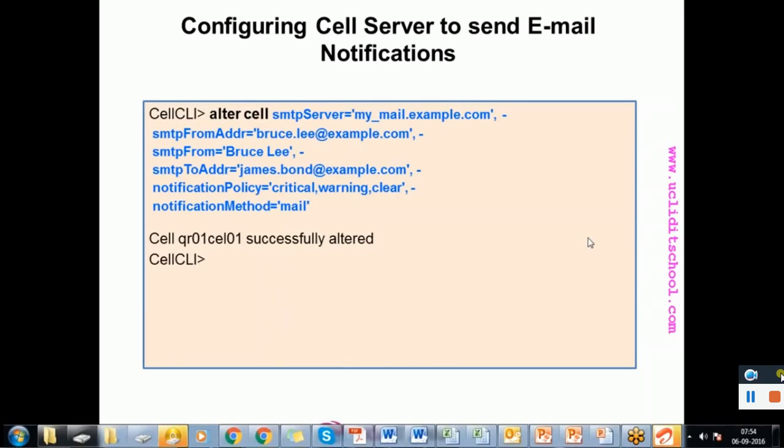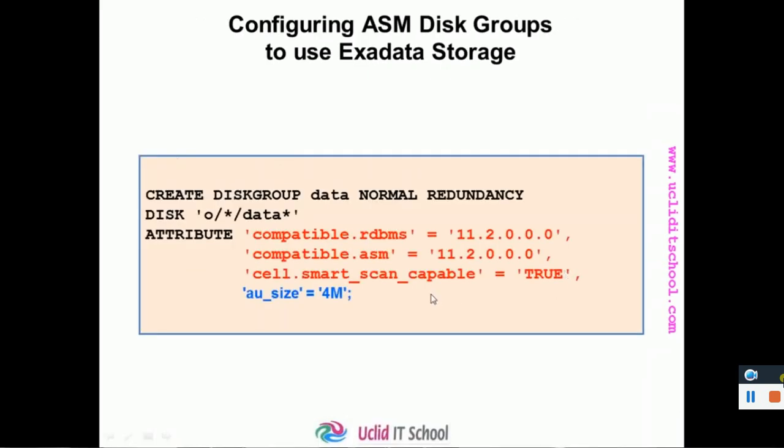Can we set the smart scan to false for some disks and true for others? Yes, that is possible. If you create multiple disk groups, you can enable or disable smart scan for a particular disk group. It is controlled by this parameter only. When you create the disk group, you mention this parameter. Suppose for this disk group smart scan capable equals false, then smart scan will be disabled for this particular disk group. That is possible.